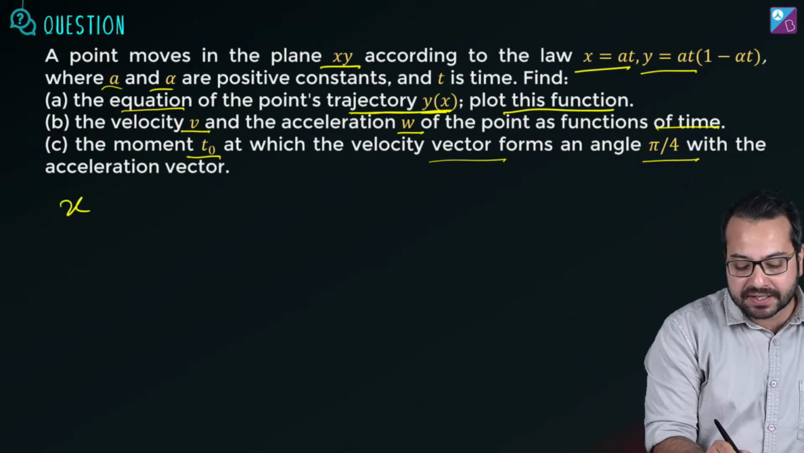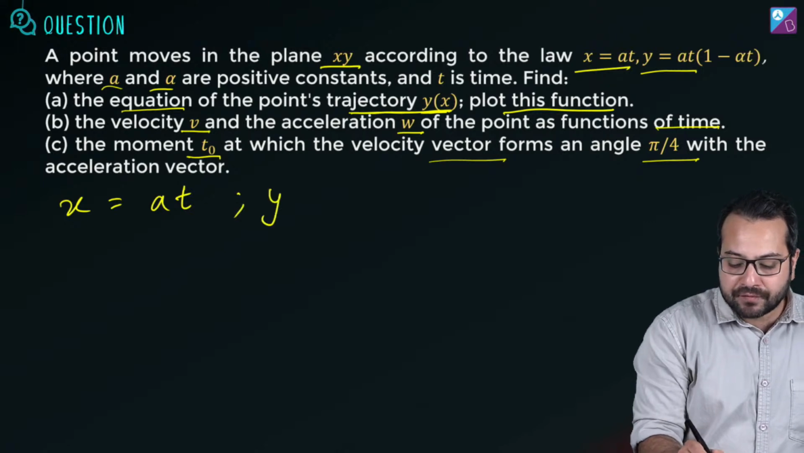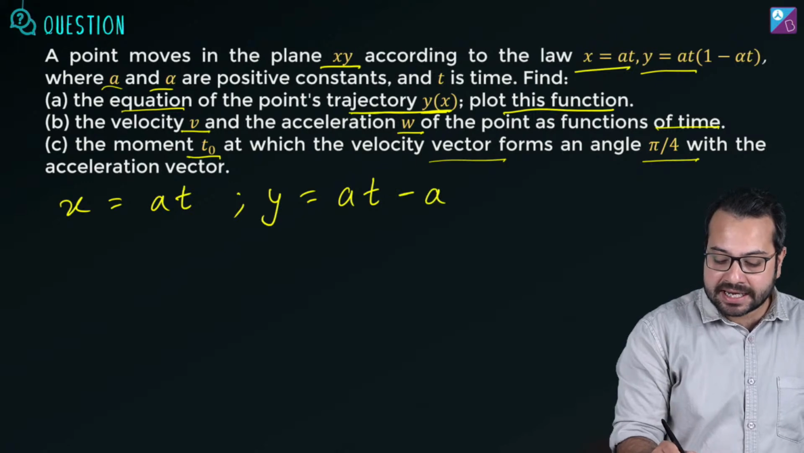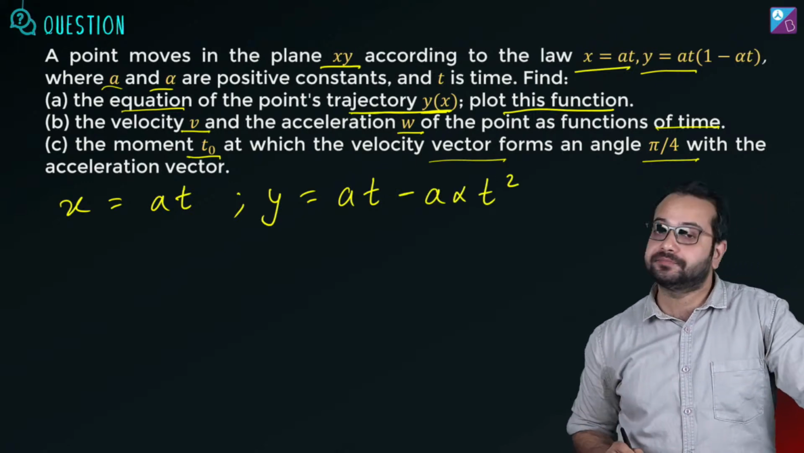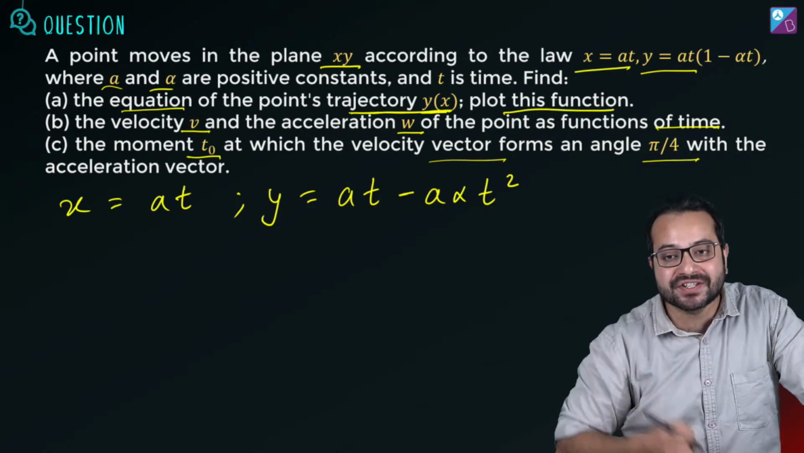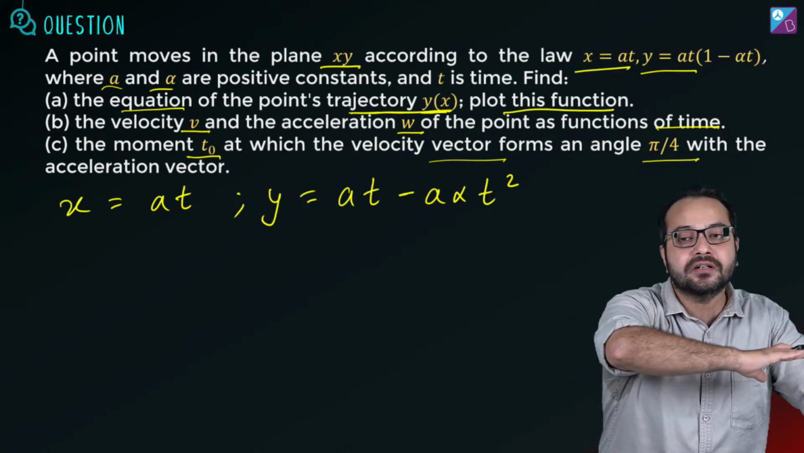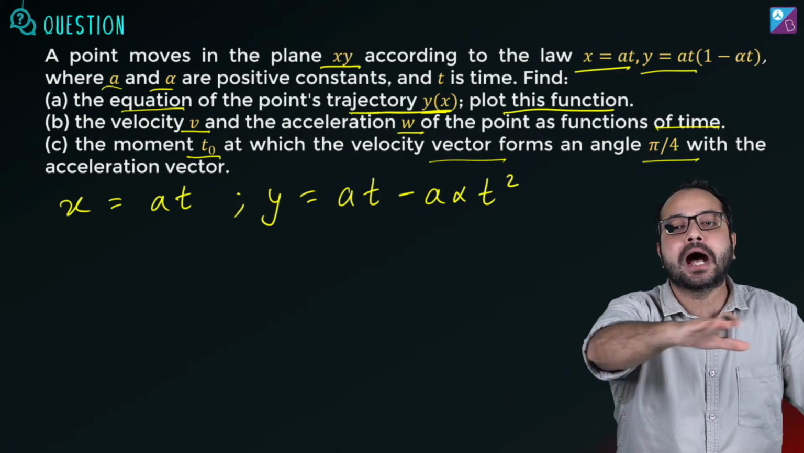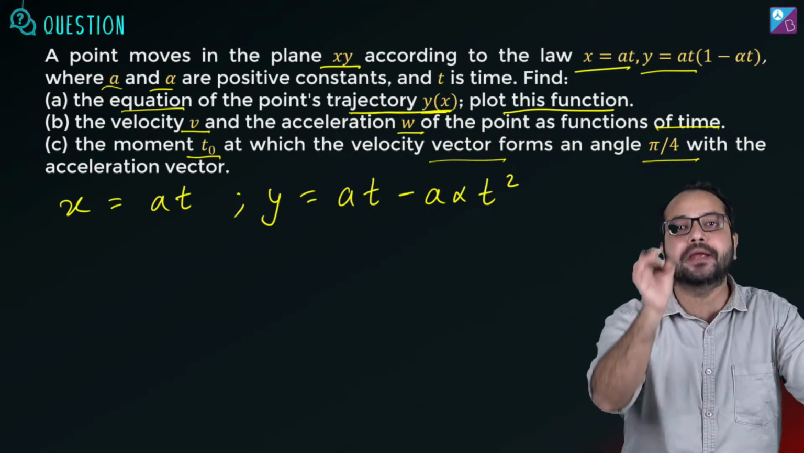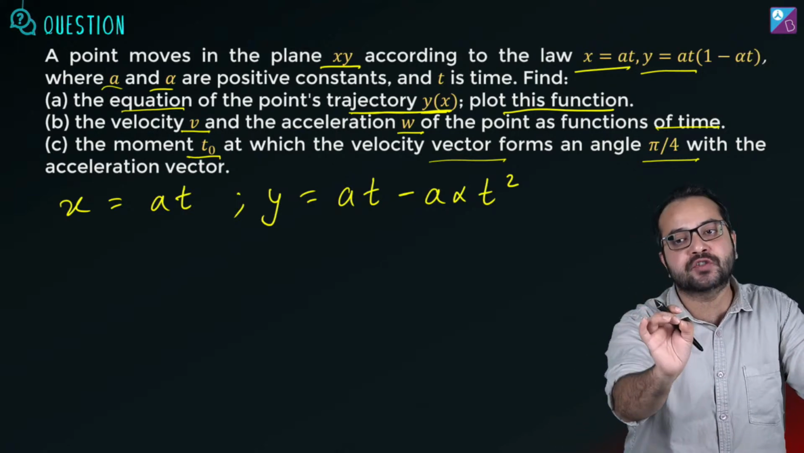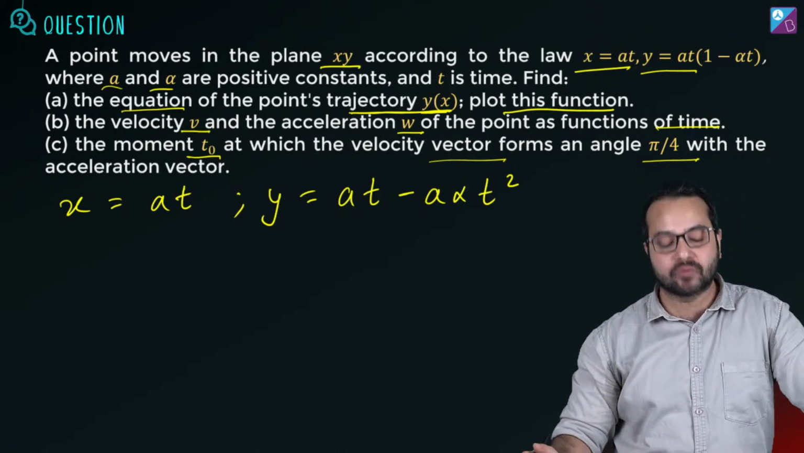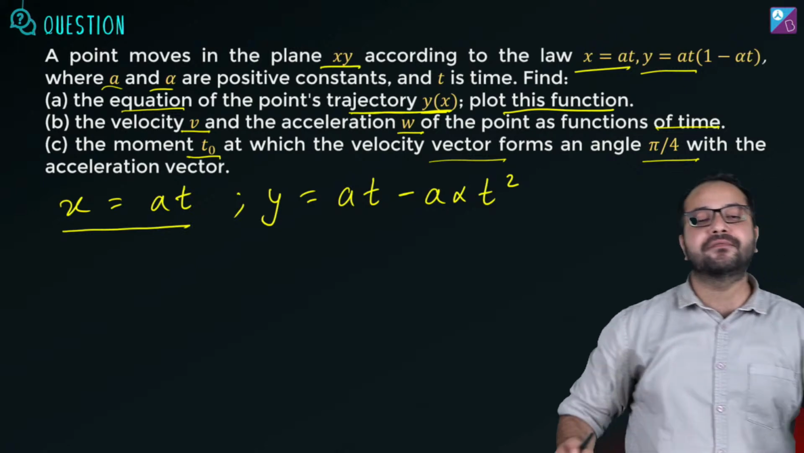So what we have here is x = at and what we have here is y = at − aαt². Is that correct? ठीक है? Now what does it mean? To find the equation of trajectory, we want to find out how it is moving in the 2D plane, in the xy plane. And its motion in the xy plane will be described by y as a function of x. बस ये x और y का एक graph है. Which means that what do we have to do? We have to eliminate t. Okay? So what will we do? We will eliminate t from here.